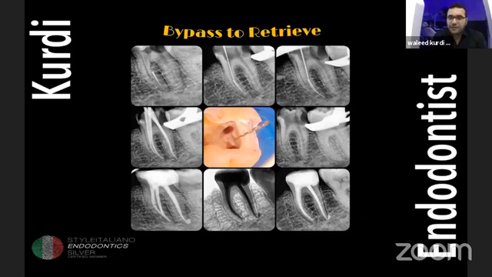Another case here, after I made the bypassing, you can see while I'm doing activation of the irrigant, the EDTA solution, as the last step, the file jumped out. And this is what we call bypass to retrieve. I was very lucky in this case. The file jumped out simply. And by the way, a retrieval technique is to bypass the broken file first, and then it may jump out during activation.